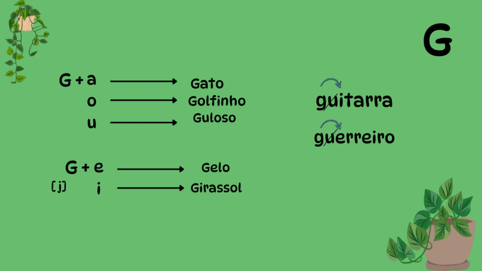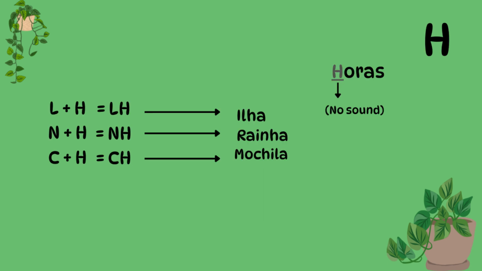Or guitarra. It's not guitarra, it's guitarra, because you skip the U and go straight to the I. Our next letter is H. H in Portuguese is mostly silent. Whenever you have an H in front of any word, you're not going to pronounce it.